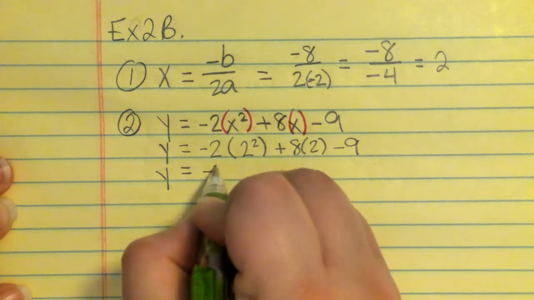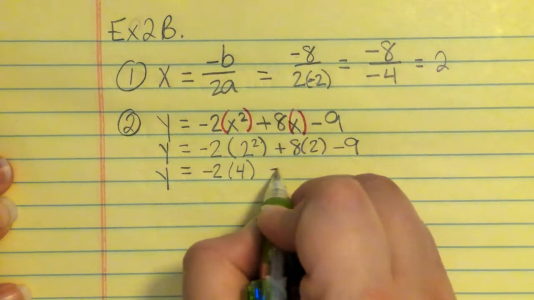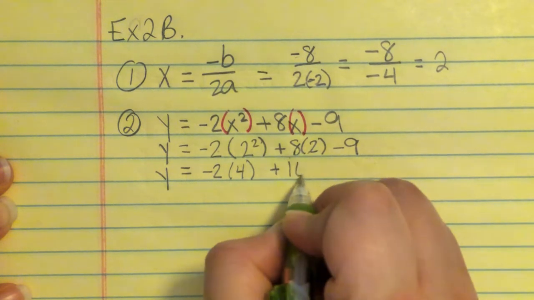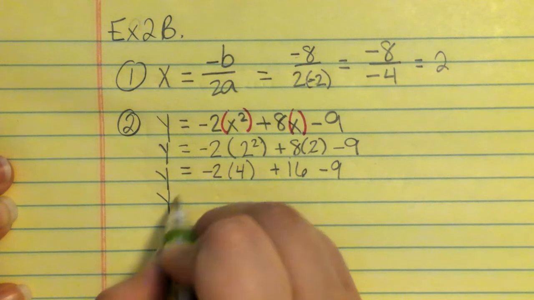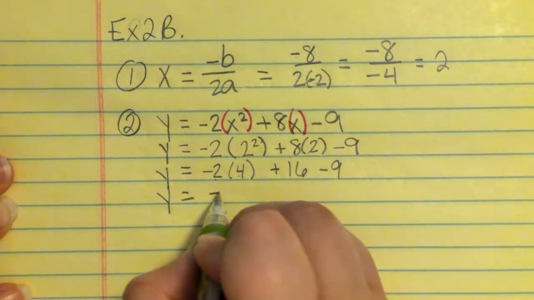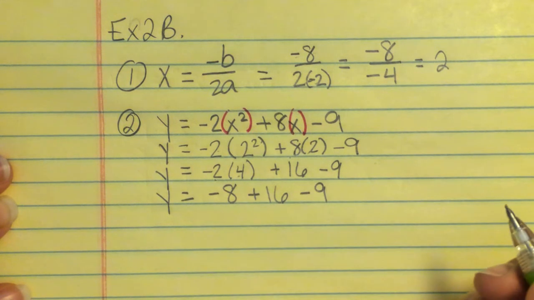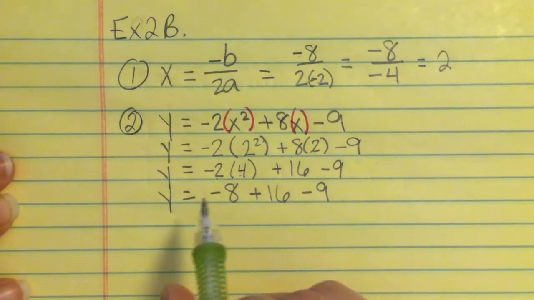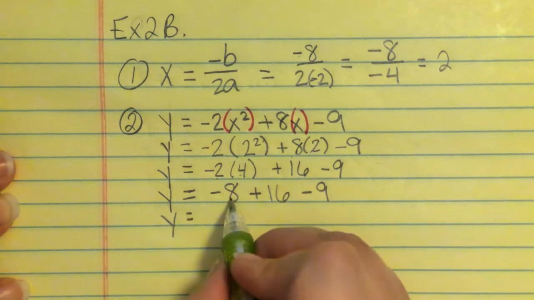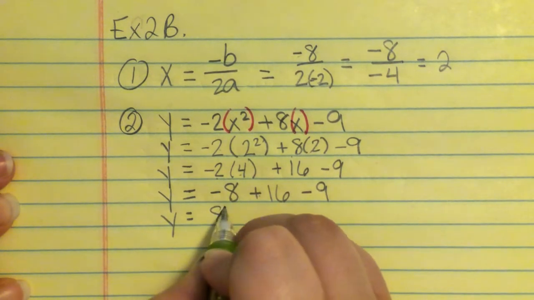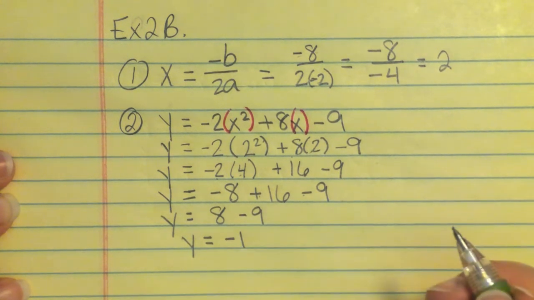So negative 2, 2 squared makes 4. 8 times 2 would be 16, and then bring down that minus 9. Negative 2 times 4 is negative 8, and then I bring down the rest of the problem. So now I'm just going to be adding and subtracting from left to right. So negative 8 plus 16 is 8, minus 9 is negative 1.